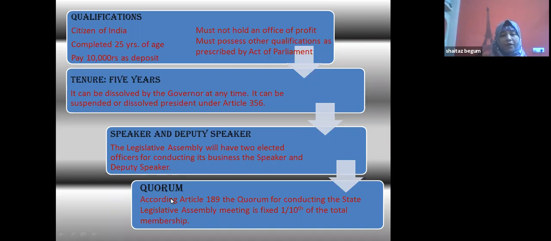Next, quorum. What is this quorum? According to Article 189, the quorum for conducting the State Legislative Assembly meeting is fixed. That is 1/10 of the total membership. The quorum is the minimum attendance required to conduct the meetings of the House. So what is the minimum attendance required? 1/10 of the total membership. And the Speaker of the Assembly has the power to adjourn the meeting when the fixed quorum is not there in the House.